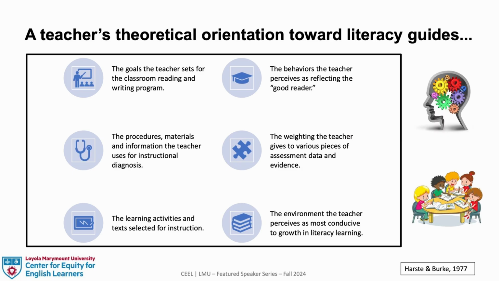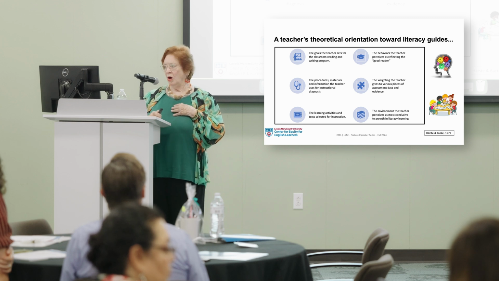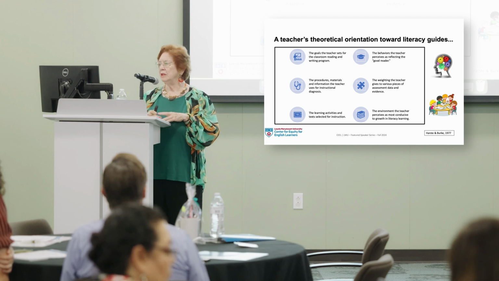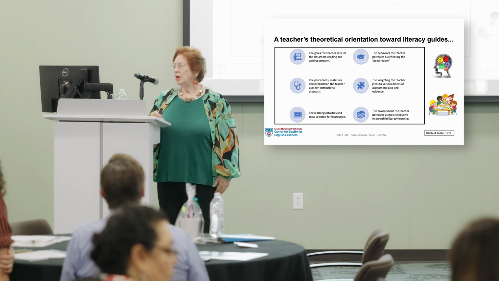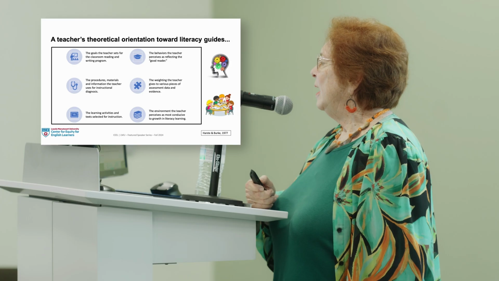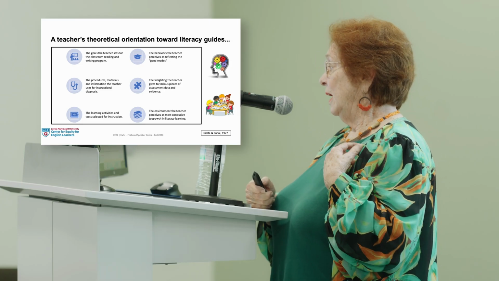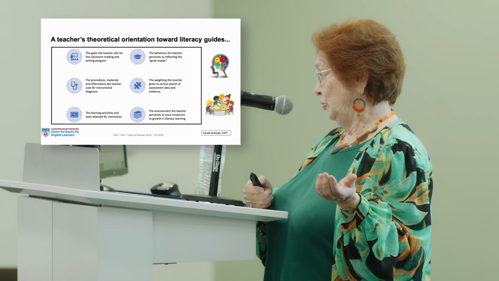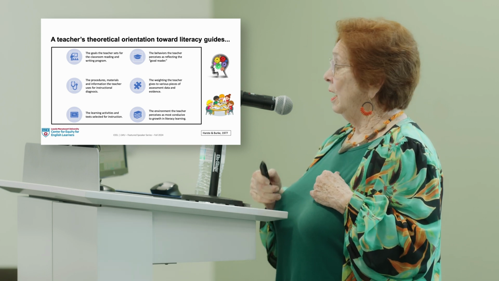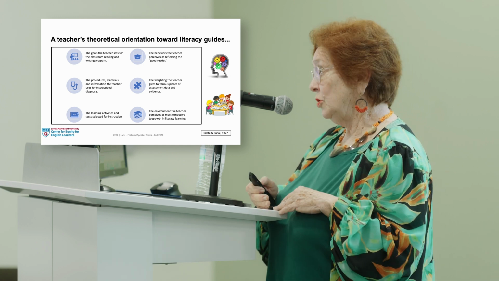So let's look at the theoretical orientation. These are all of the areas where a teacher bases decision-making in the classroom on the theory, the body of theory, and the knowledge base of his or her orientation toward literacy. For example, setting goals in the classroom for both reading and writing, the procedures and materials that are used, and the way teachers use materials and information for instructional diagnosis.